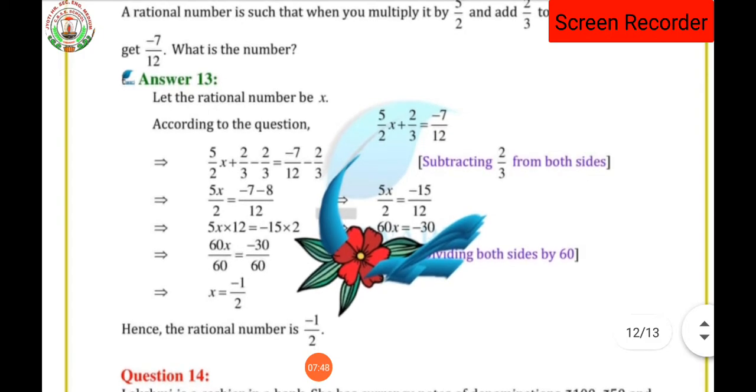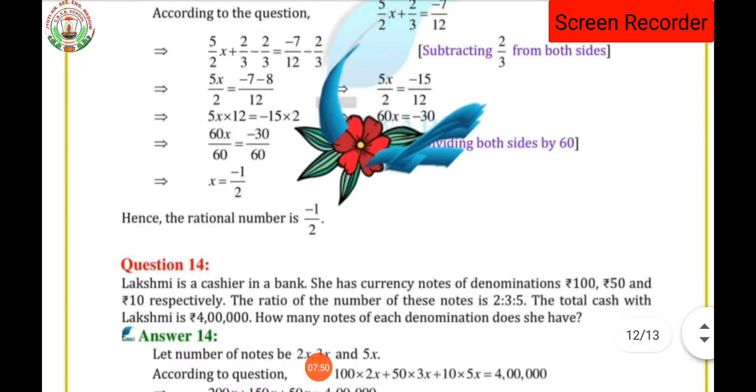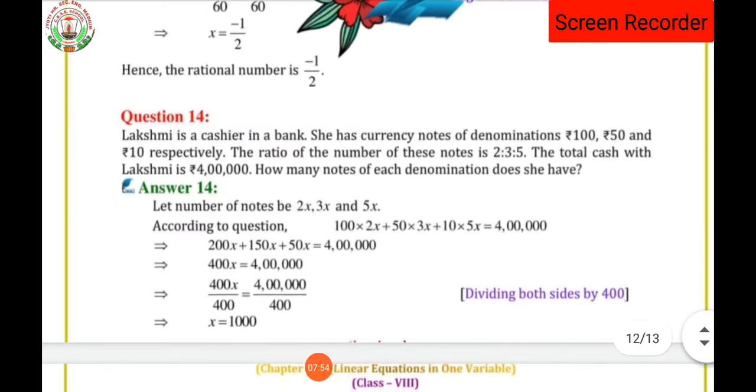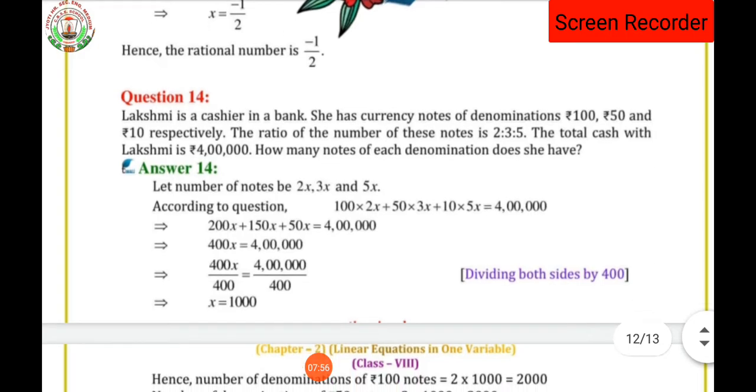Then after this we will see question number 14. So here is question number 14. What it says in question number 14, Lakshmi is a cashier in a bank. Okay. She has currency notes of denomination rupees 100, rupees 50, rupees 10 respectively.